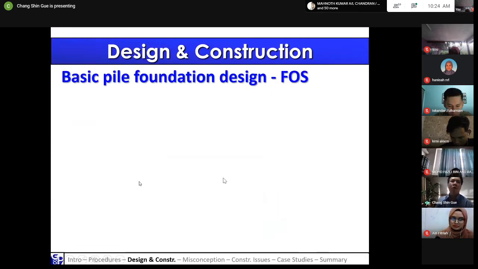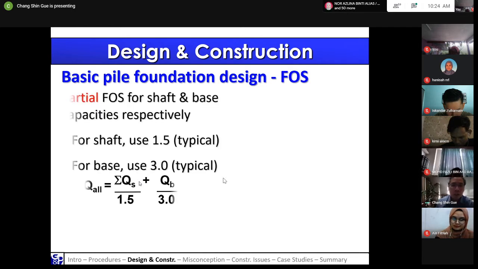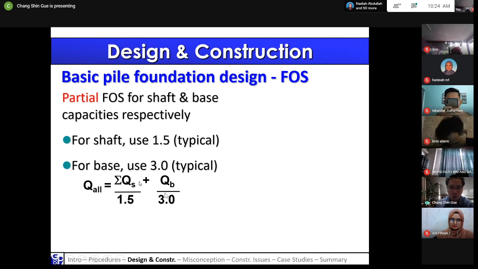Now, moving on, I'll talk about the factor of safety, because when you design in engineering, of course, we'll apply a certain factor of safety for our pile design. In terms of the FOS, factor of safety, typically in the British standards, we normally do two kinds of factors. One is called the partial FOS, which is partially for shaft and base. For shaft, normally we'll sum up all the shaft resistance divided by 1.5, and for the base, you will divide it by 3. And then that total will be your allowable pile capacity.